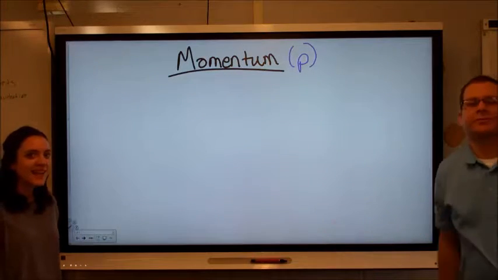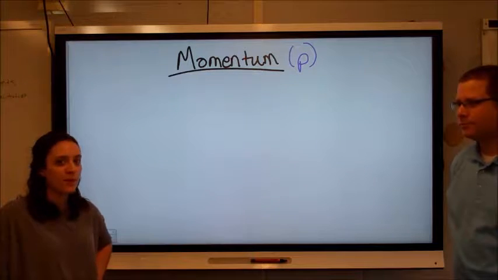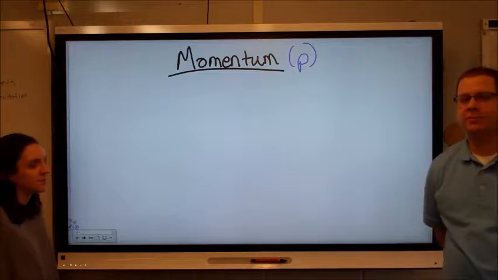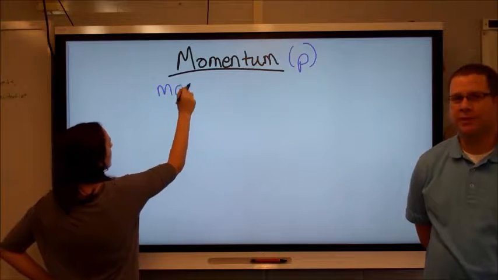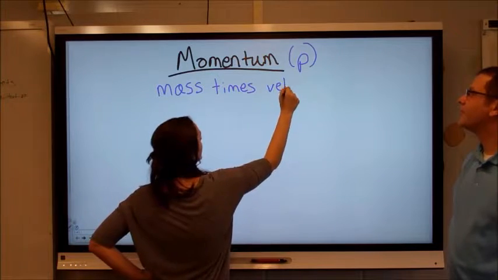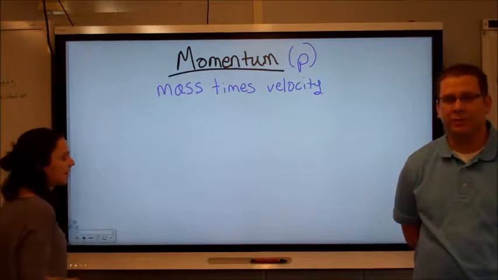Welcome back to physics. And today we are going to start our last small topic before the midterm, which is momentum. A small topic. Momentum. The definition for momentum is mass times velocity. Literally, this is what it is. And that's all you really do to calculate it. It's the definition and the formula.